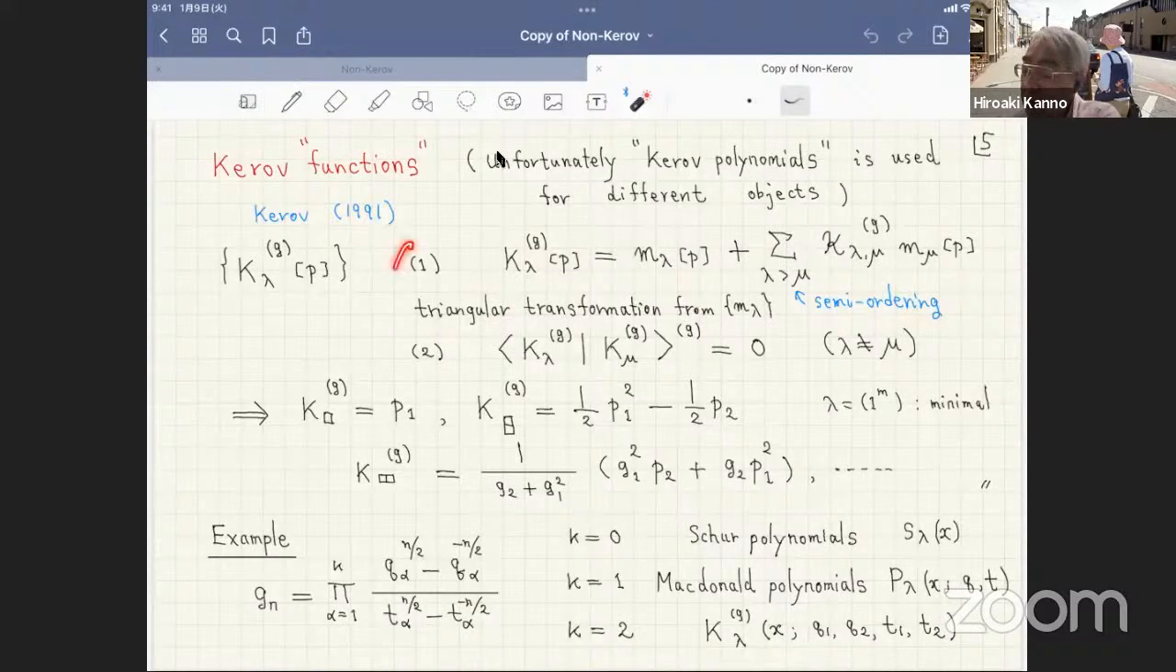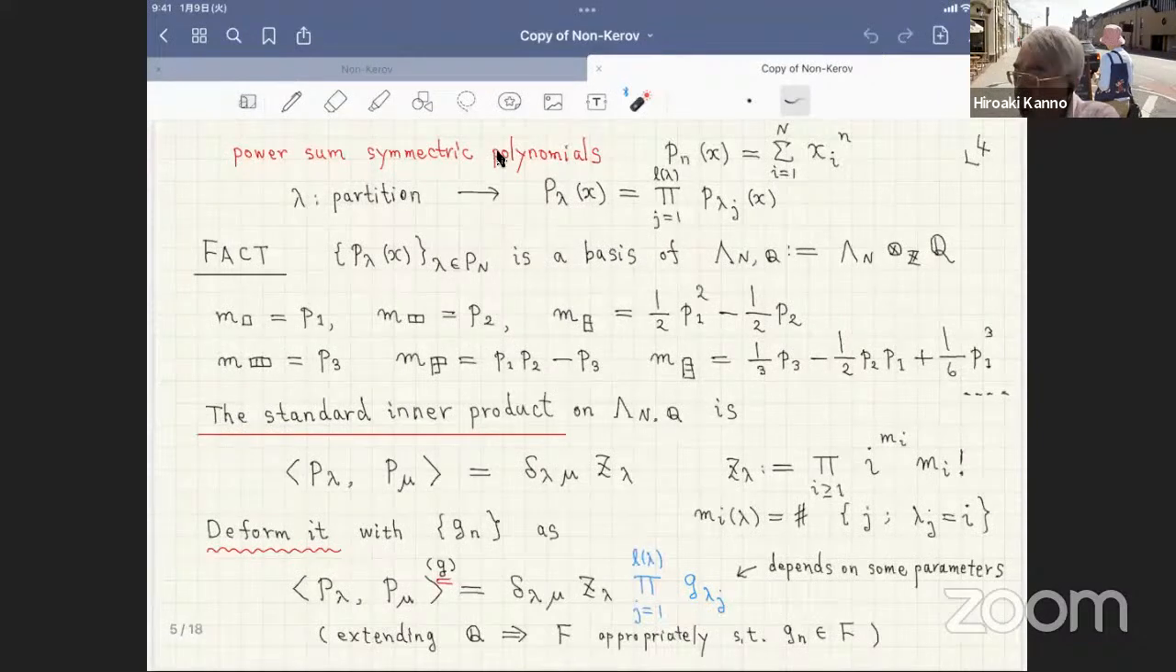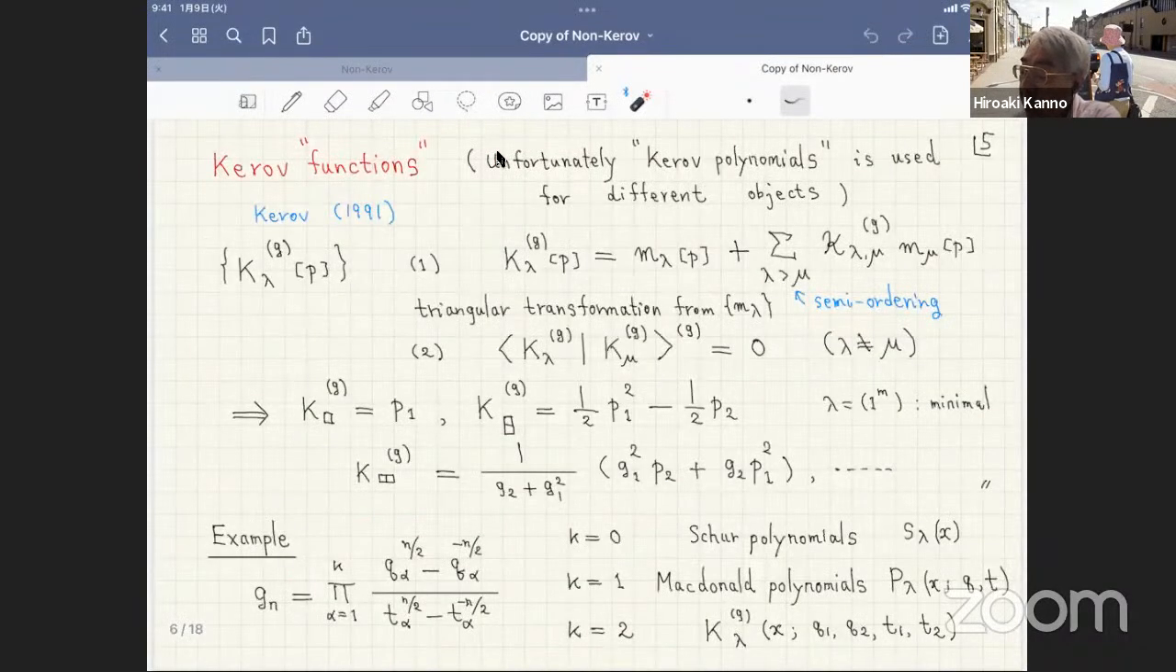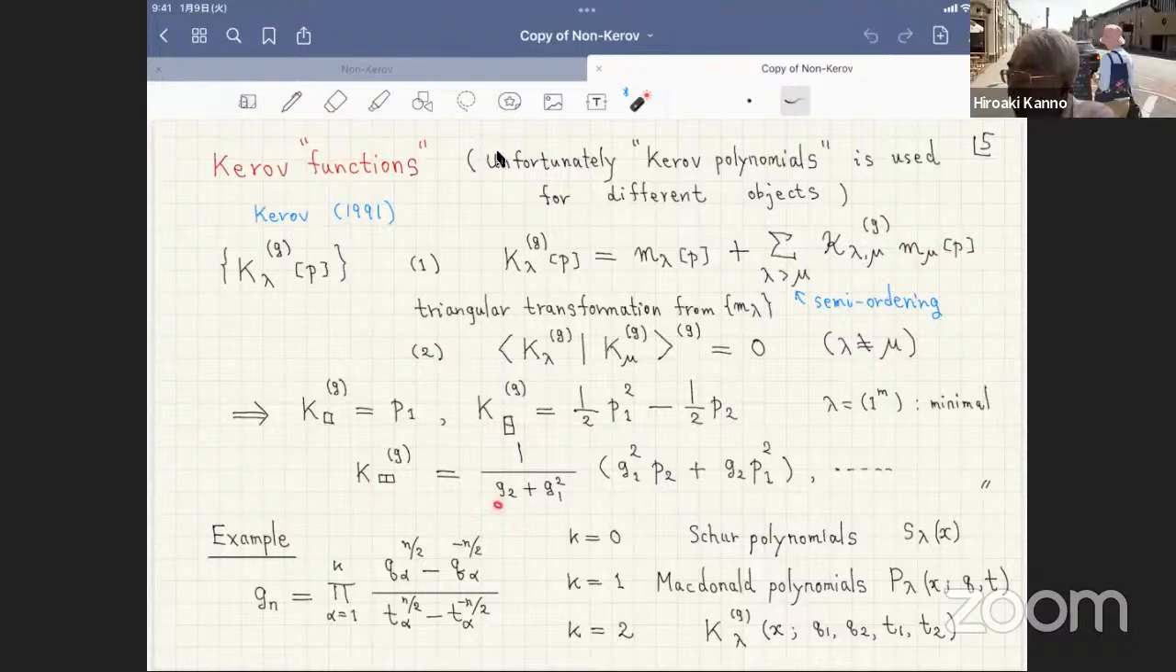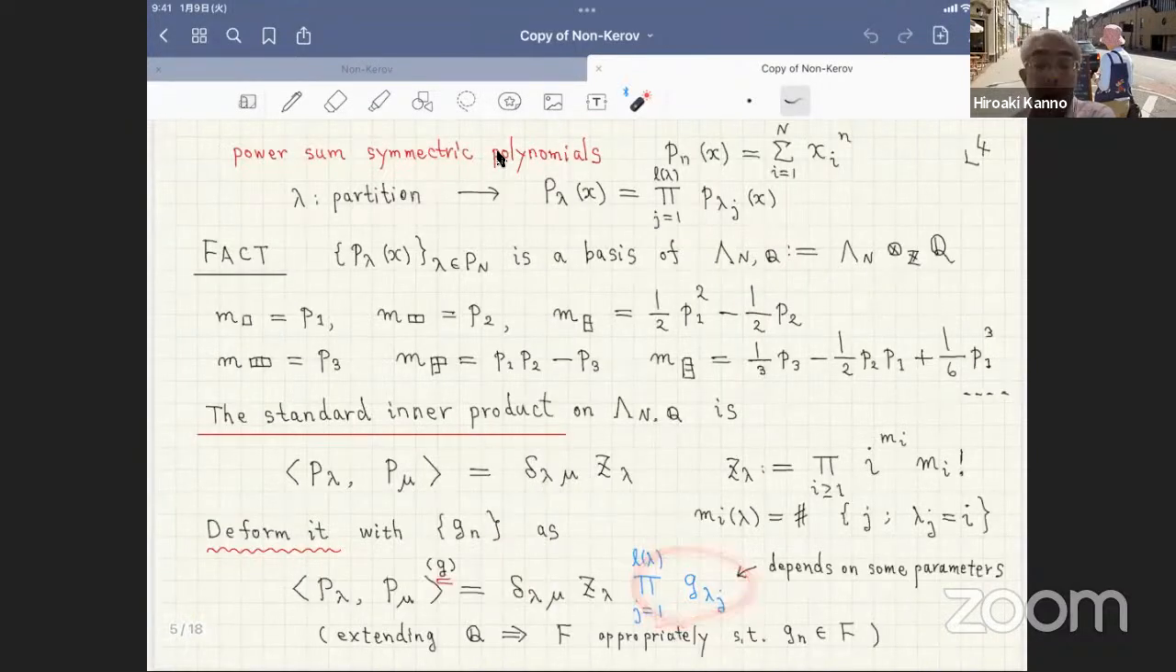By these two characterizations and from the definition of this deformed inner product, we can find these Kerov functions in just that way. Since the one column Young diagram, or one column partition, is a minimal element in this ordering, they are not deformed. But for example, in the simplest case, this is 2, it is deformed. So here appears G1,2, which is a deformation of this part.